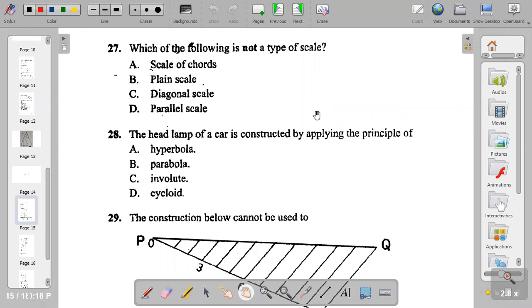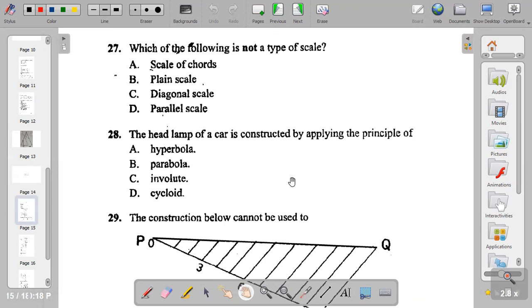Which of the following is not a type of scale? A, scale of chords. B, plane scale. C, diagonal scale. D, parallel scale. Now we have scale of chords, we have plane scale, we also have diagonal scale, but there's nothing like parallel scale. So the answer to question 27 is option D.